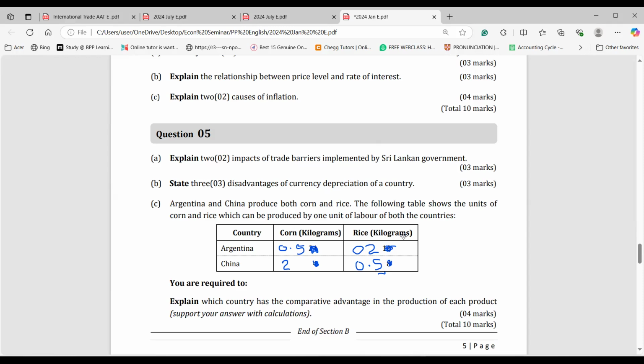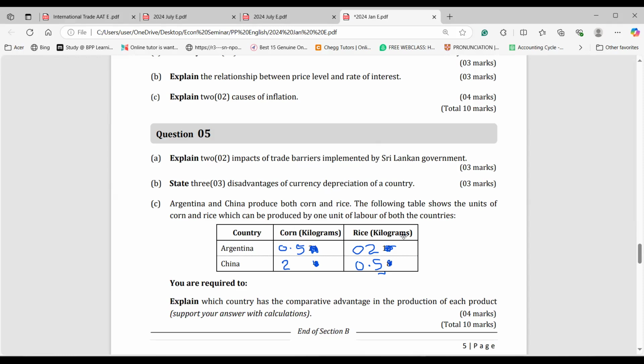Now, here explain which country has the comparative advantage in production of each product. Support your answer with calculations. Now, you know calculations, we already done it. Right. Let's take down the answer. Now, I'm giving you this answer by using the information in the table. Write it down.